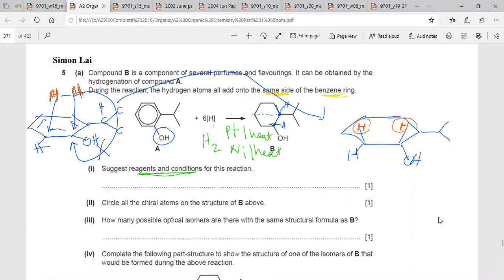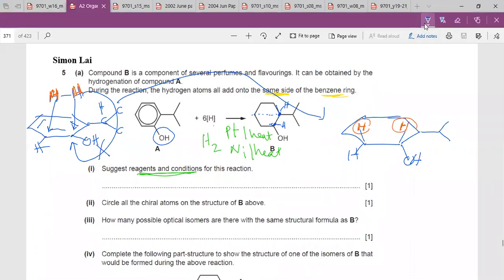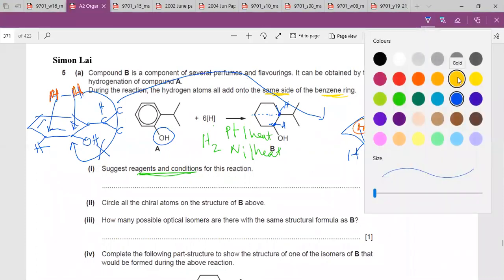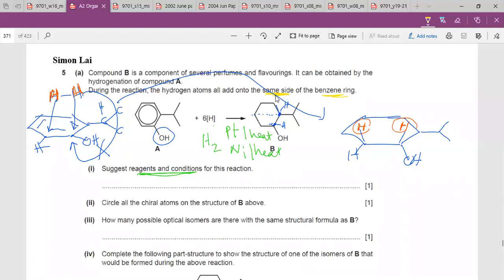hydrogenation reaction or reduction reaction. Remember, the marking scheme, they don't call it addition reaction, but hydrogenation or reduction. I mentioned to you that here the question is very specific. They actually tell you that during the reaction, the hydrogen atoms, all the atoms added onto the same side of the benzene ring.